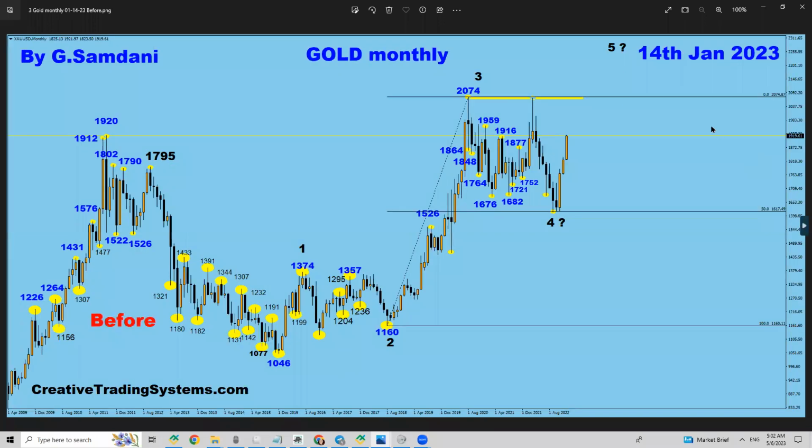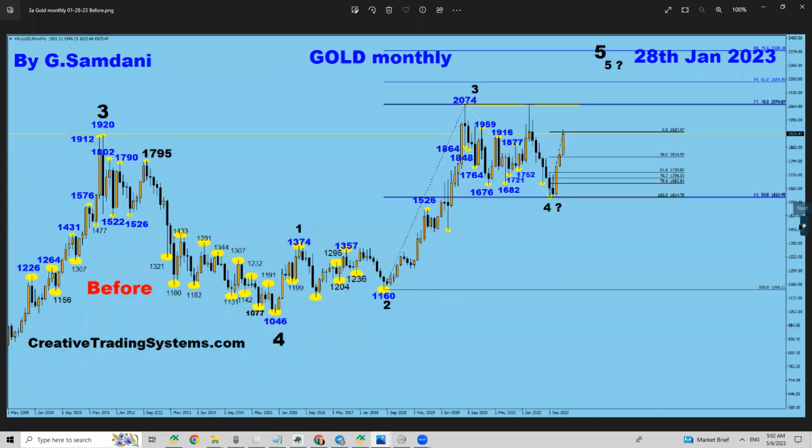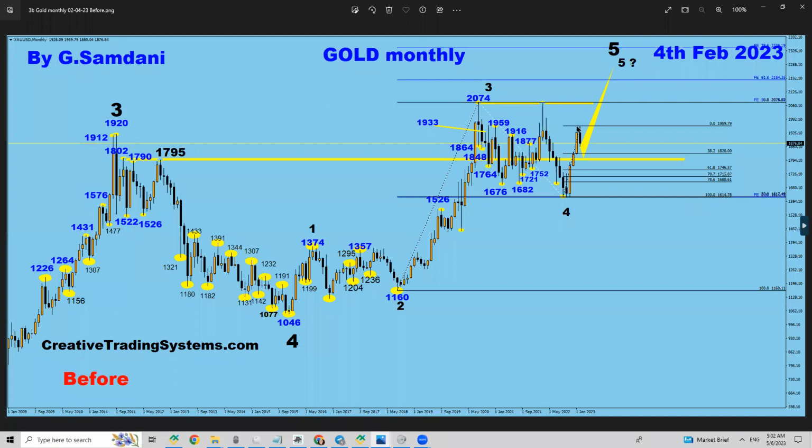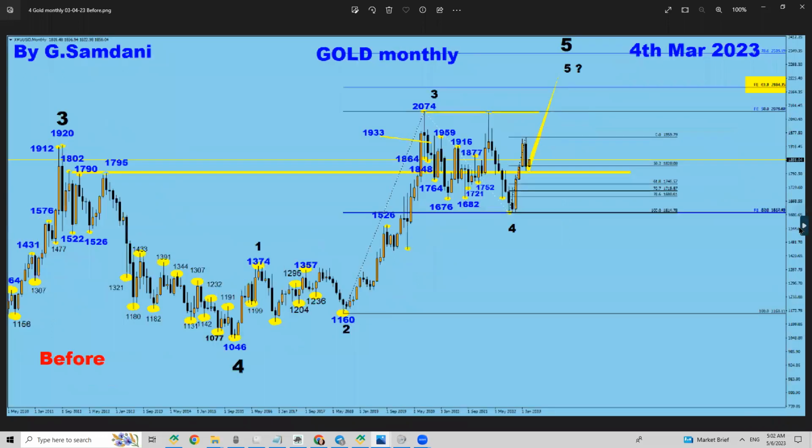And then I made this chart on 14th January. It's powerfully going to the upside for wave 5. Here it is now. And I said we might retrace into this area first before going to the upside. And then it came down a little bit. So I said, all right, let me see if it will come down here, 1795, and then go to the upside. So that was the 4th Feb, right?